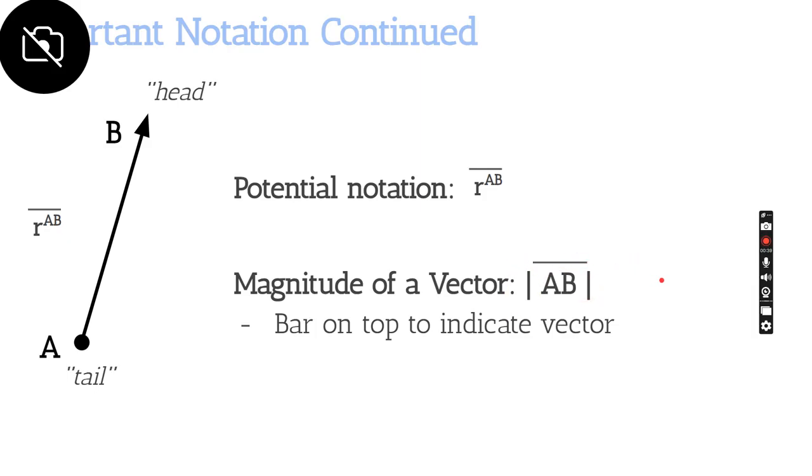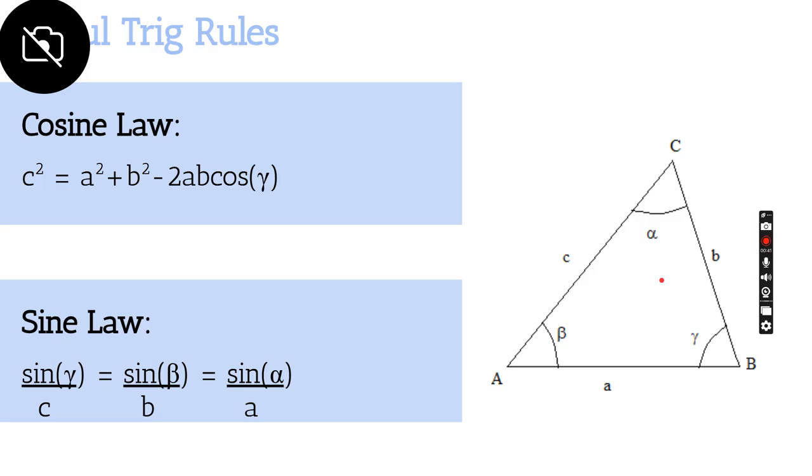two absolute value lines. Some useful trig rules for this class are the cosine law and sine law, which, depending on the information given for a problem, will be useful to find the unknown information, such as an angle that you'll need or a side length.